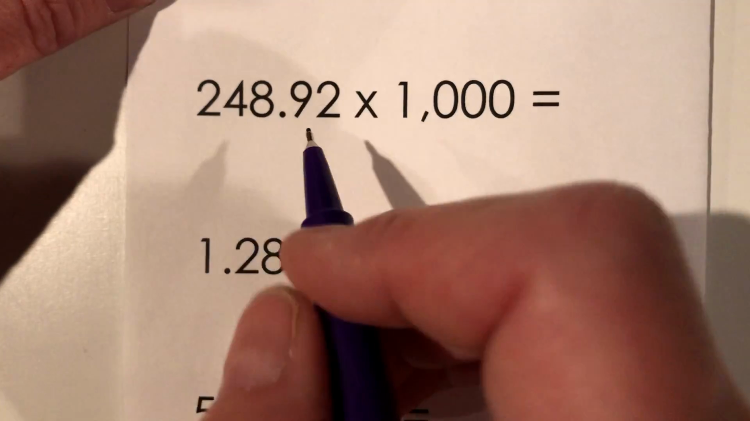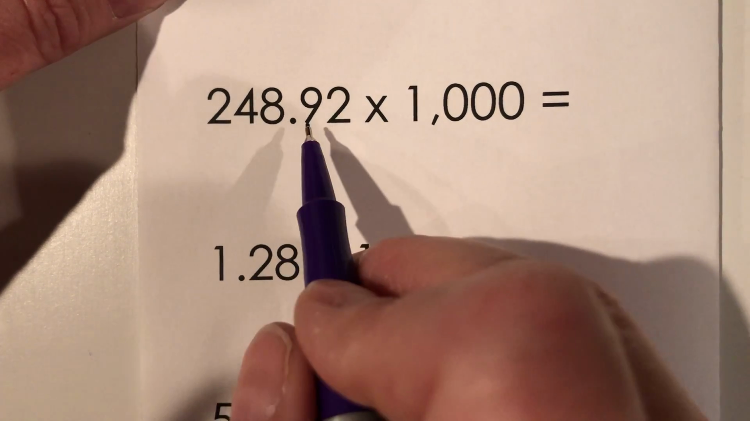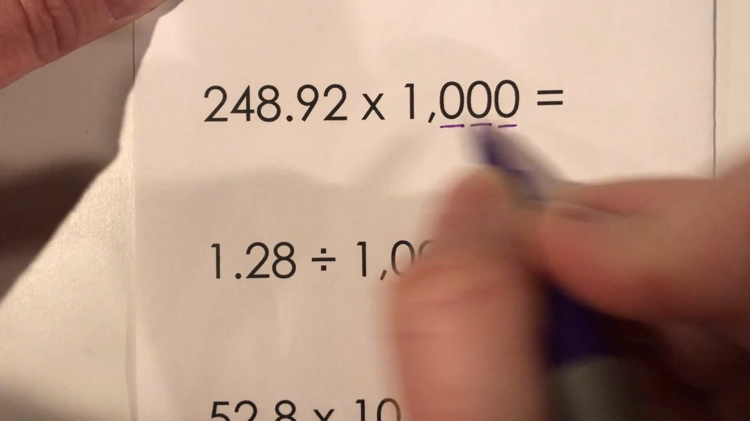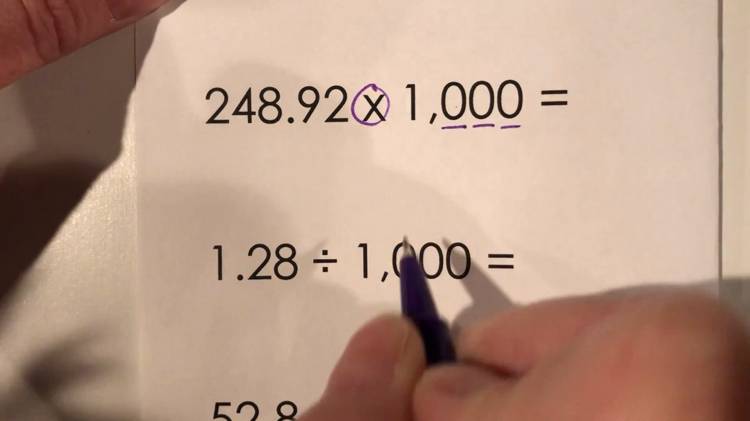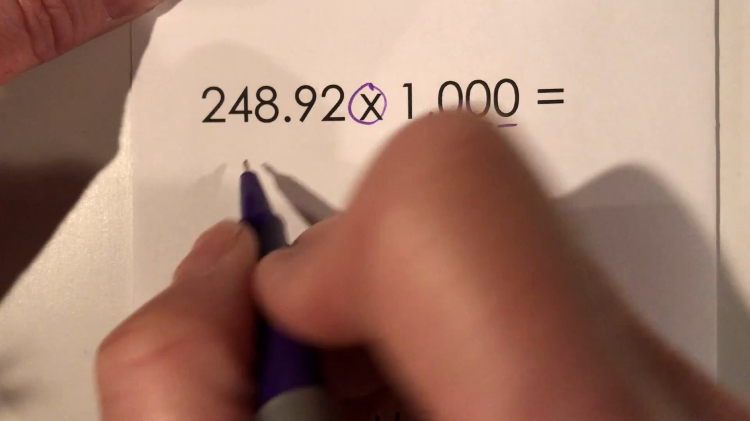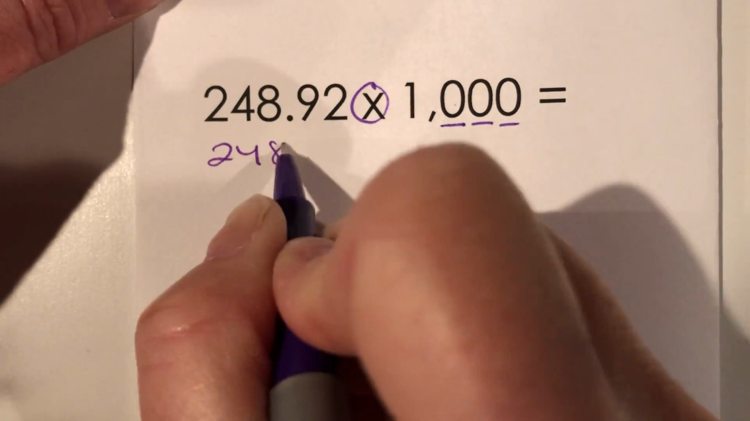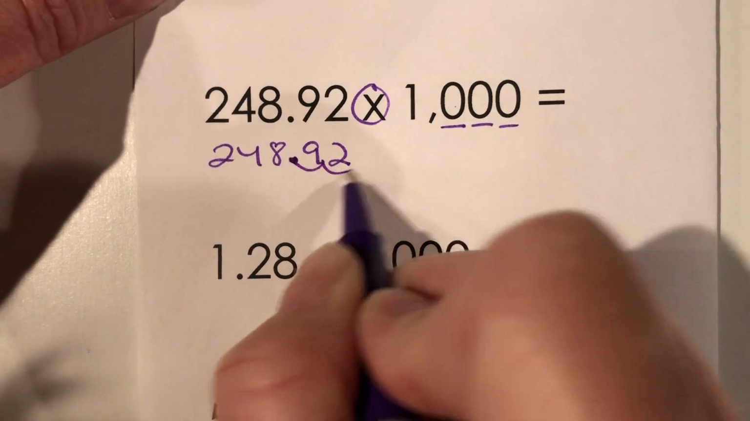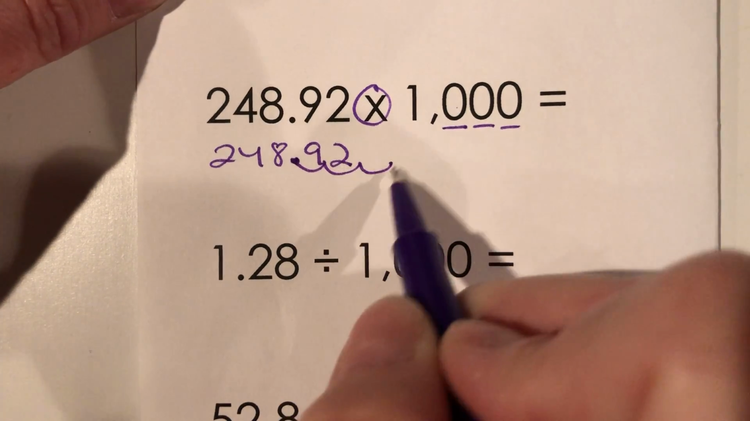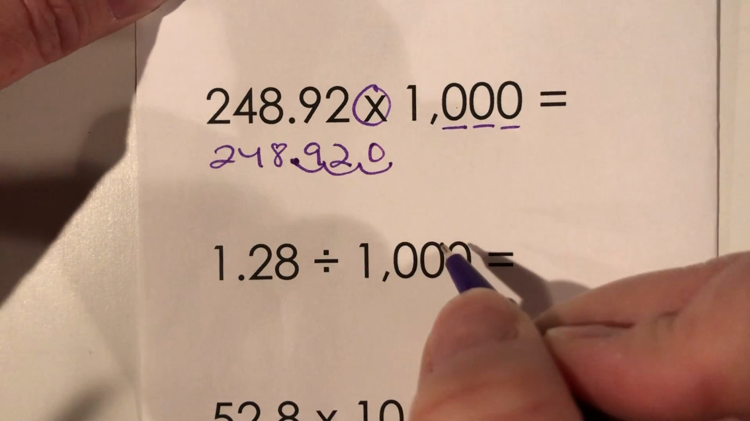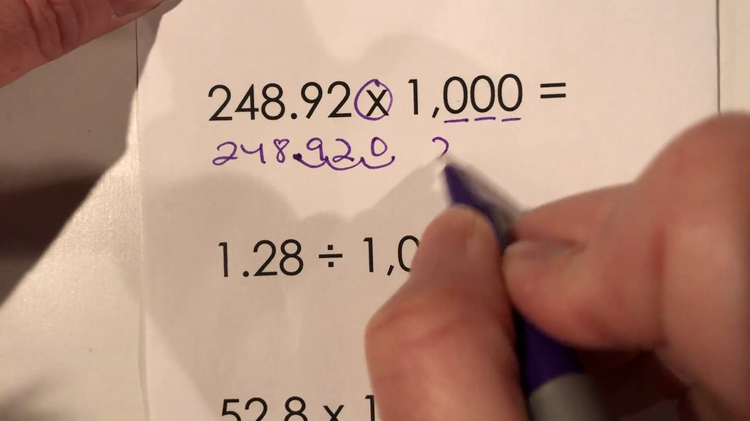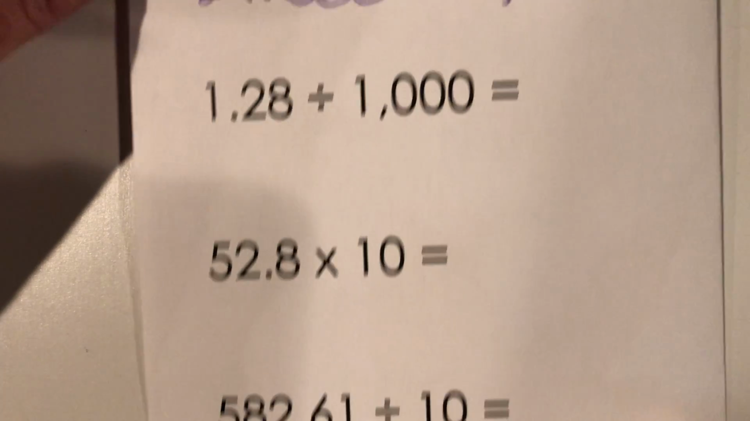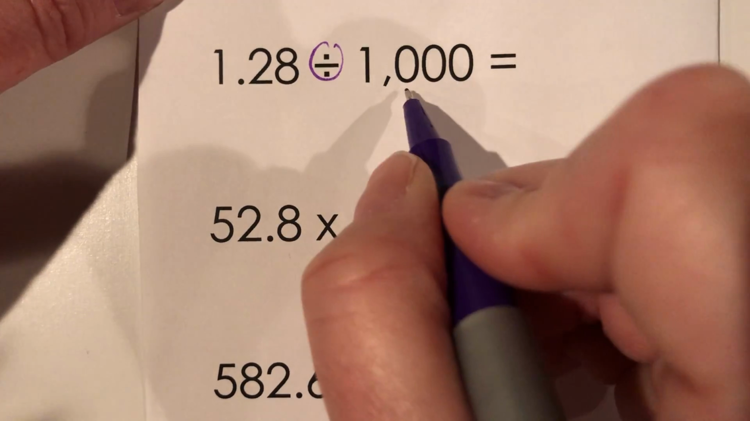For this next one, we are taking 248 and 92 hundredths times 1,000. That's the same thing as multiplying by 10 three times. So that means in 248.92, I need to move 3 places right. So I should go 1, 2, 3. And because I have an empty hop here, I need to put the infamous 0 there. So for this one, you should have 248,920.